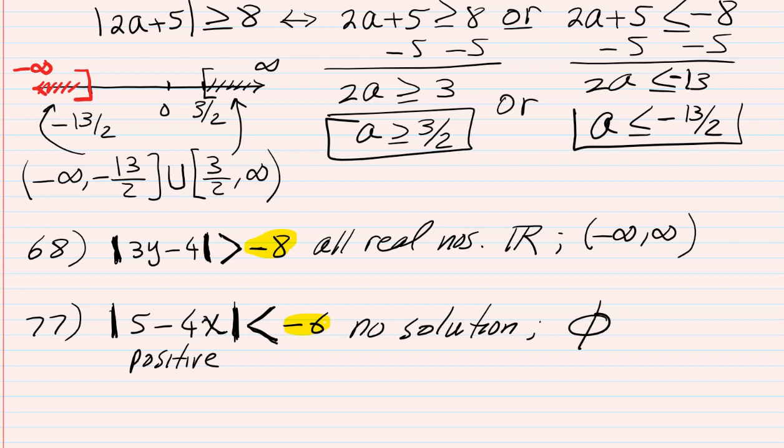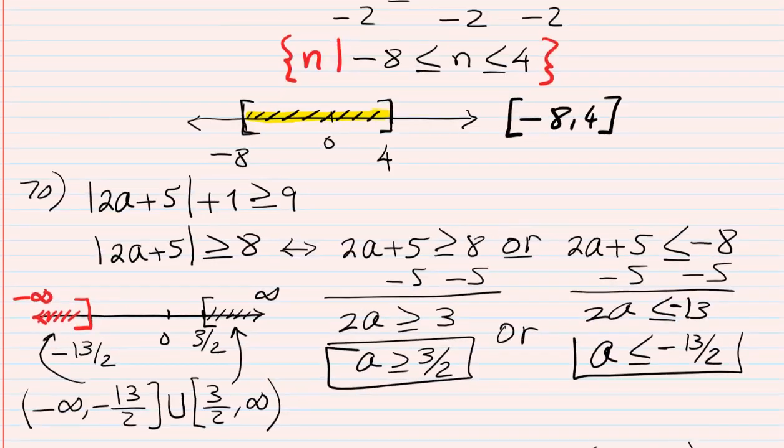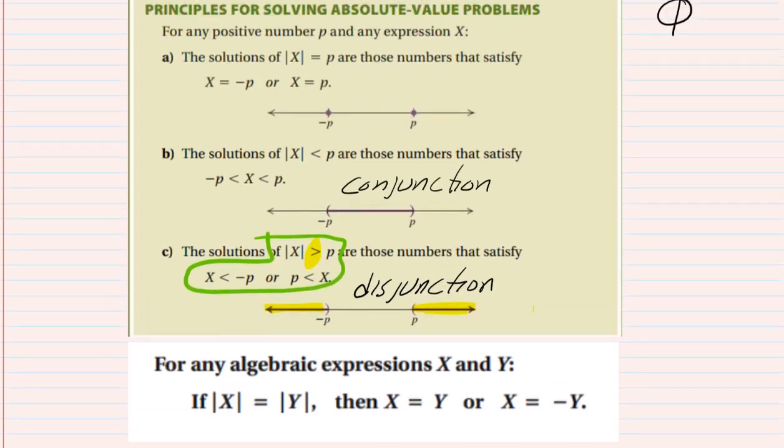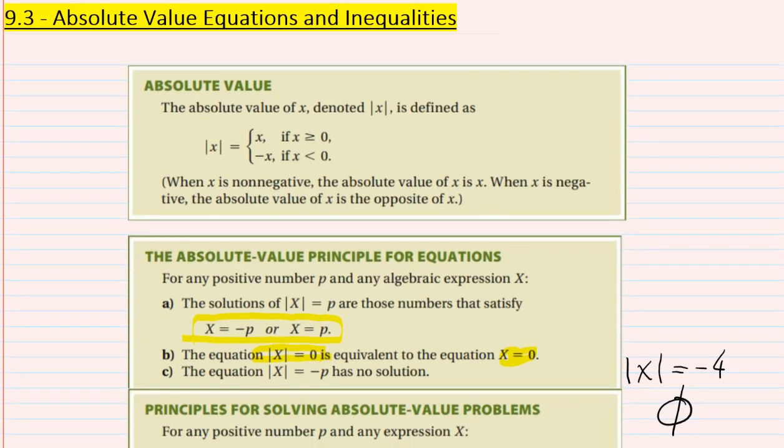So this one has no solution. That means the null symbol. And there we have it. So no solution to that. Again, both of these are by inspection. The special cases are just by inspection. Okay, and with that, we are done with this section. This was all in section 9.3, and that wraps up the section for us.